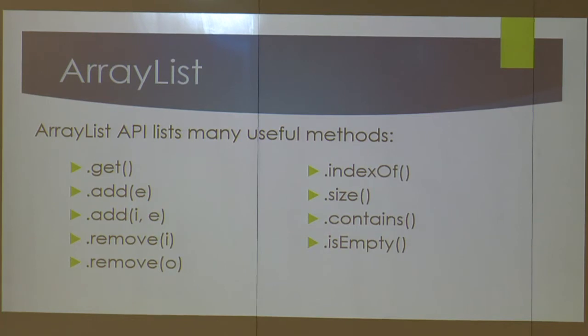For .remove(i), you can remove an element at a certain index, or .remove(o) would be removing actually certain objects, so removing the first instance of an object. And then you can do something like indexOf. You can get the index of the first instance of an object you pass to it. You can do .size to, again, get the size or number of elements in it. .contains to see if there's a certain element in your array list. .isEmpty to see if it even contains anything. And then there's a lot more that you can explore within the API as well.